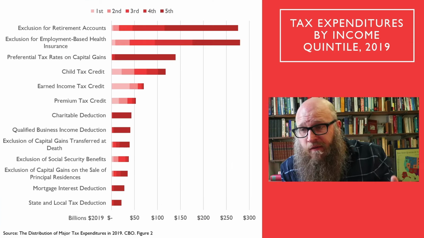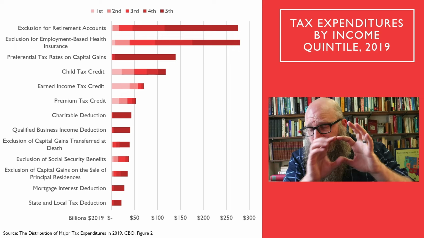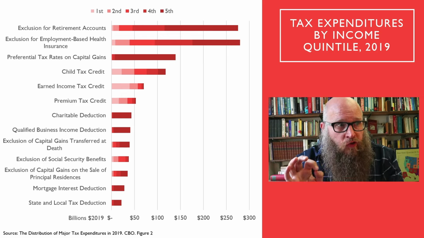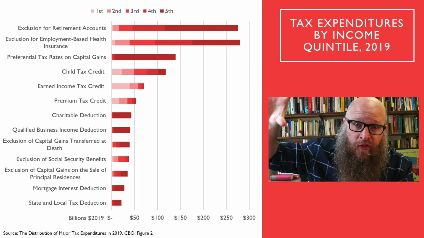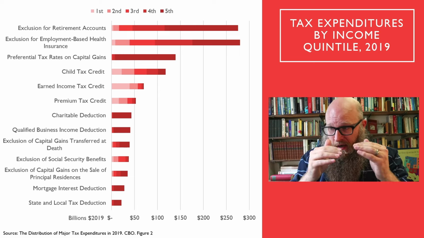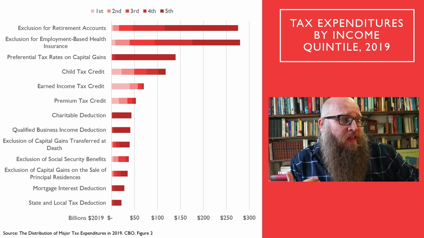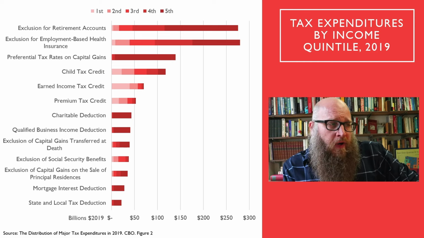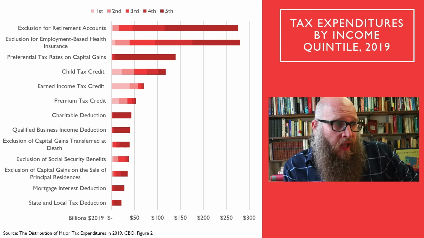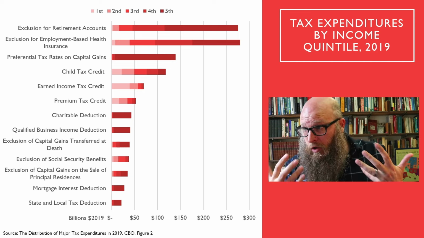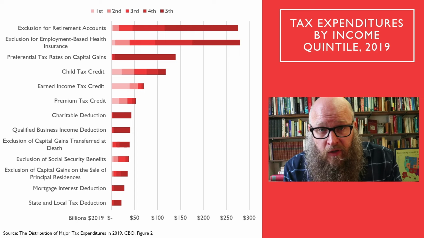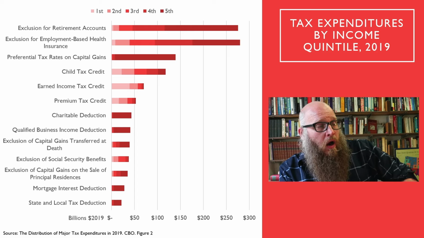And here's a list of many of the different tax expenditures. We're going to divide it up by income quintile. So the darkest red is the top quintile, the fifth quintile, the top 20%. And then we go down to the bottom 20% in the very light, the first quintile. And we see things like there's a tax break for putting money in your retirement account, and that benefits the wealthy a lot. We are spending hundreds of billions of dollars every year on that tax break.